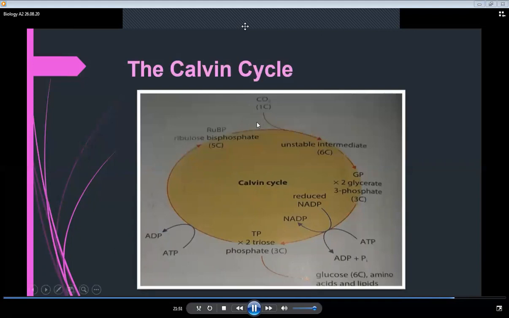Now one very important thing: this step of the Calvin cycle, where carbon dioxide combines with ribulose bisphosphate, is catalyzed by an enzyme called ribulose bisphosphate carboxylase. This is abbreviated as Rubisco. Remember that Rubisco is the most common enzyme in the world. Obviously plants are very abundant in the world as compared to the other living organisms. So that's why Rubisco is the most common enzyme in the world as well.